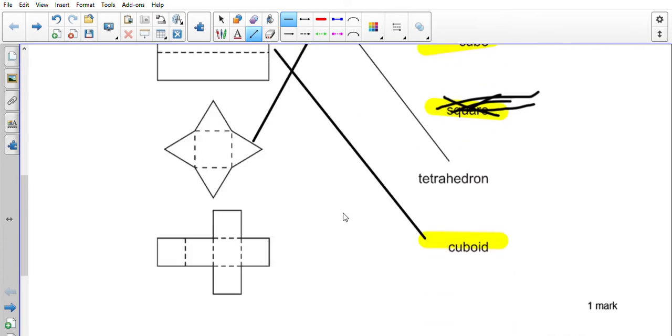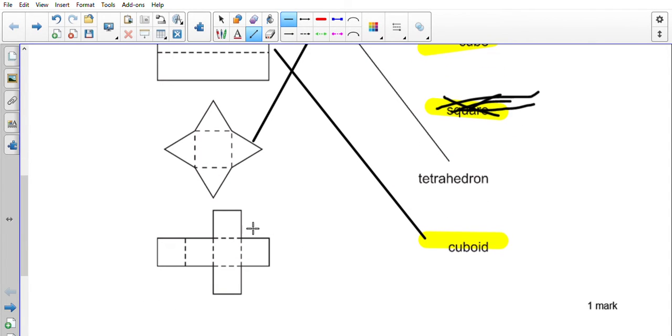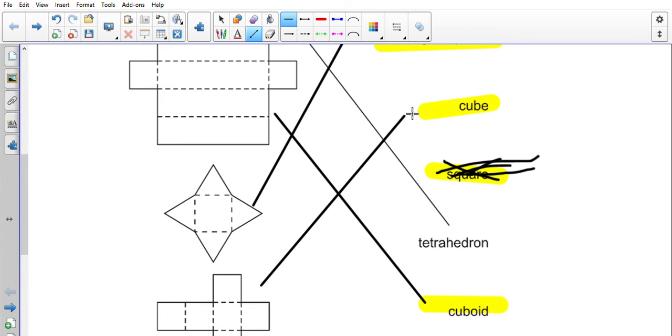And then our last one, we have one more net, and we have to choose between a triangular prism and a cube. Straightforward. There's no triangles. It's not going to be a triangular prism. Thank you very much.